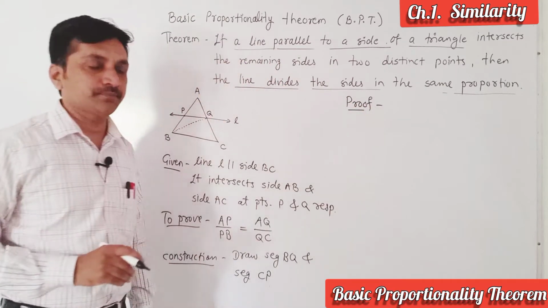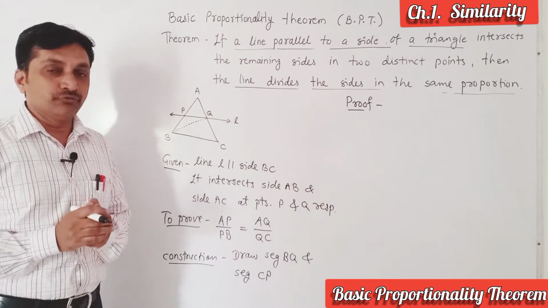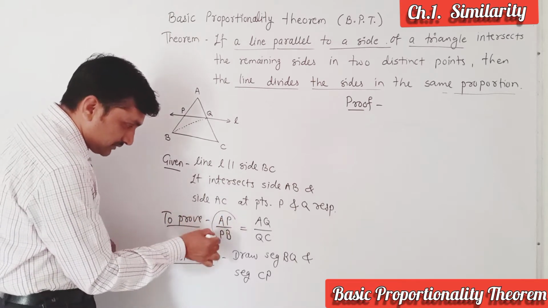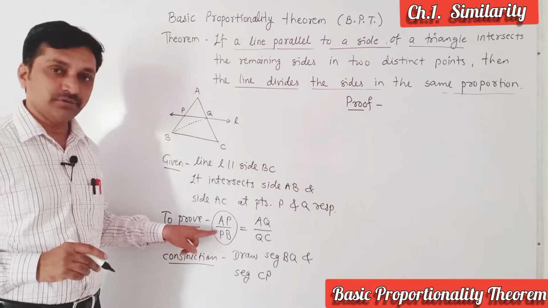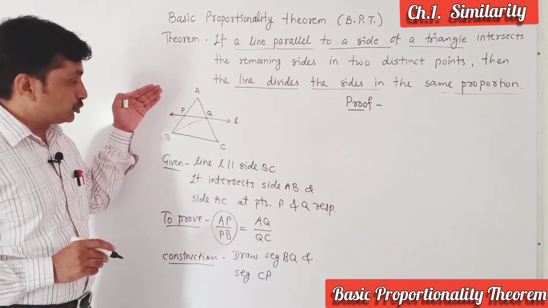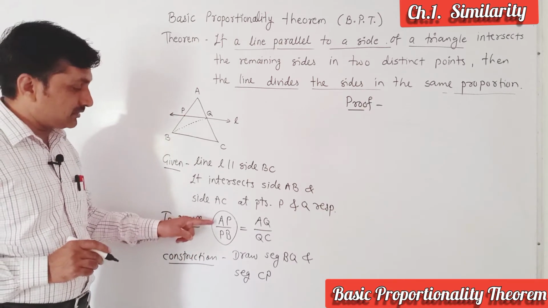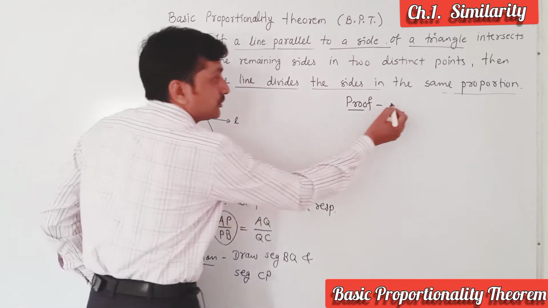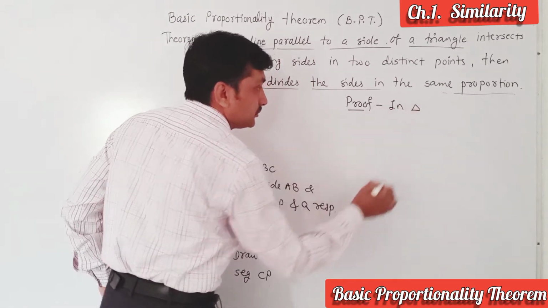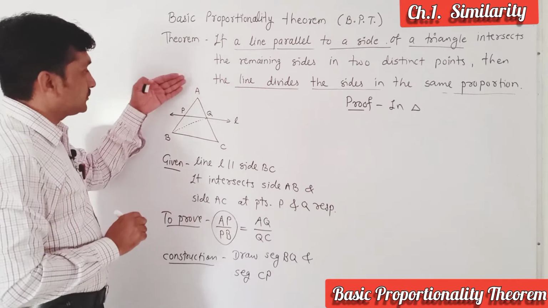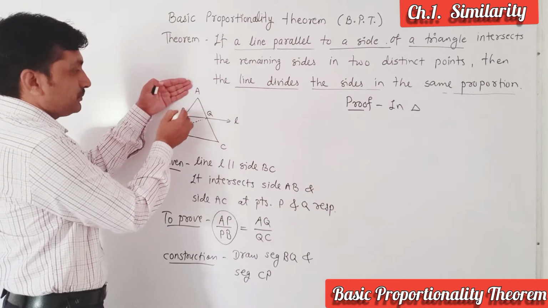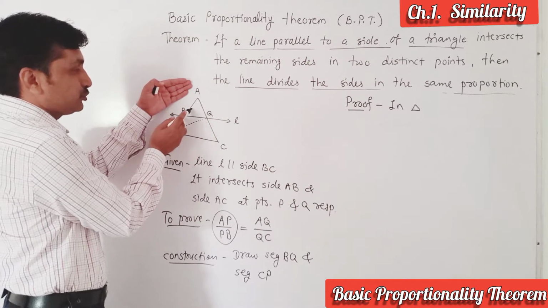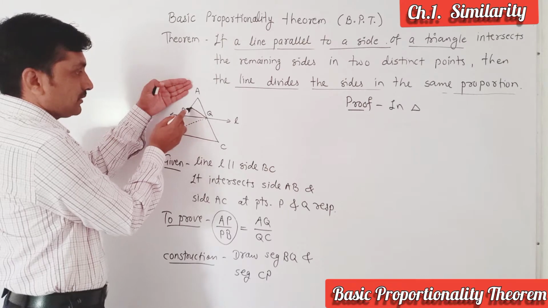The proof is very easy. We have to consider two triangles, one with base AP and the other with base PB. Your attention should be on AP and PB. Consider these two triangles. In the first triangle, with base AP, what is the third vertex? Q. Then a perpendicular will be drawn from Q on this base, like this.